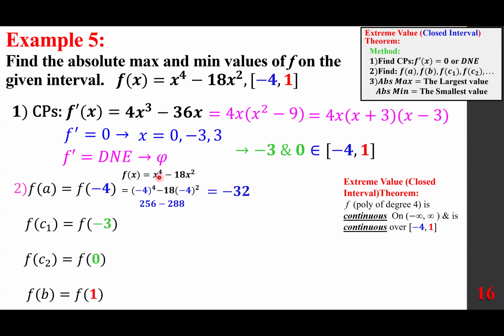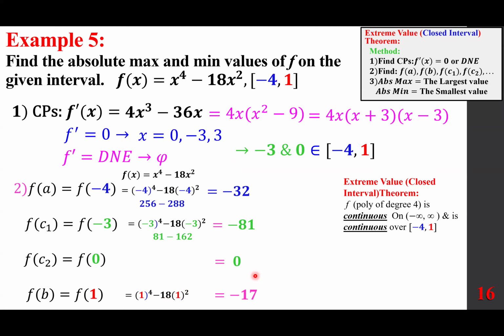We're going to put negative 3 to the power of 4 minus 18 times negative 3 squared. This is positive 81, the exponent is even. This is positive 9 times negative 18 is negative 162, and the answer is negative 81. If I plug in 0, clearly I get 0. If I plug in 1, 1 to the power of 4 is 1, 1 squared is 1, so 1 minus 18, negative 17.